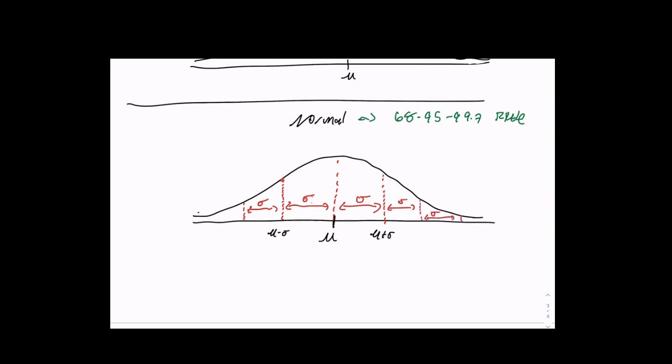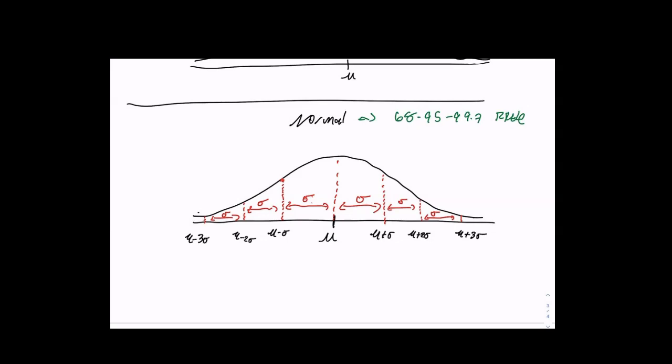That is another standard deviation. So this is the mean plus 2 standard deviations. This is the mean plus 3 standard deviations. This is the mean minus 2 standard deviations. And this is the mean minus 3 standard deviations.